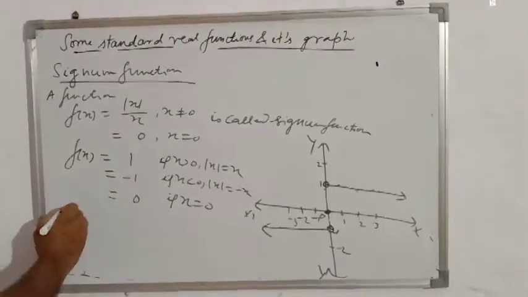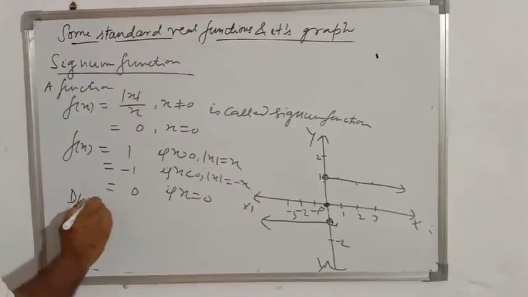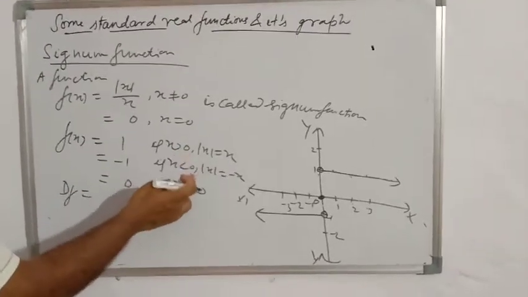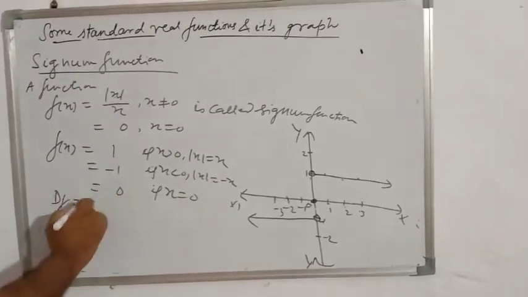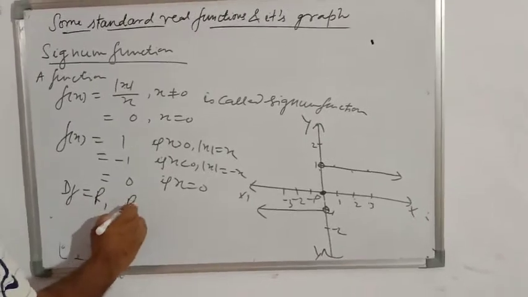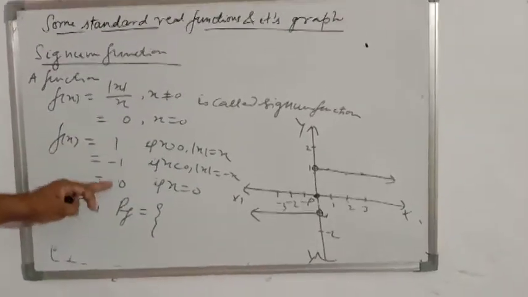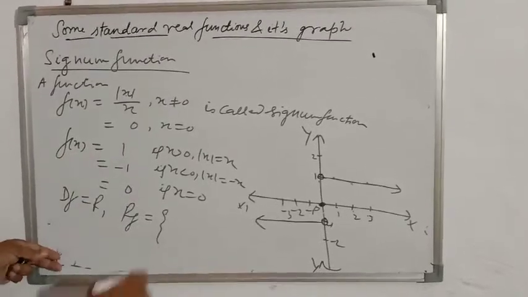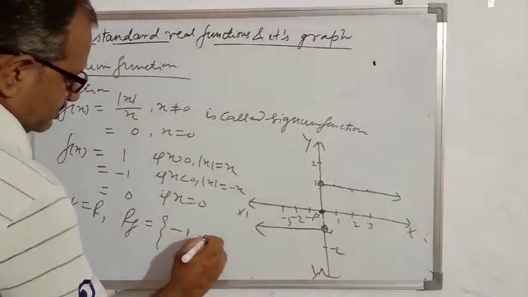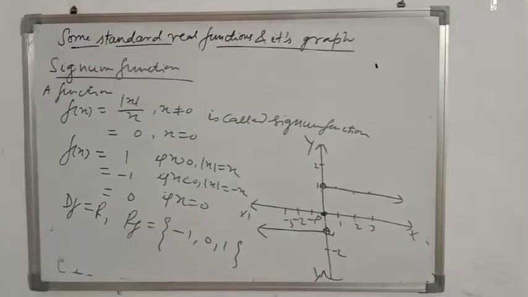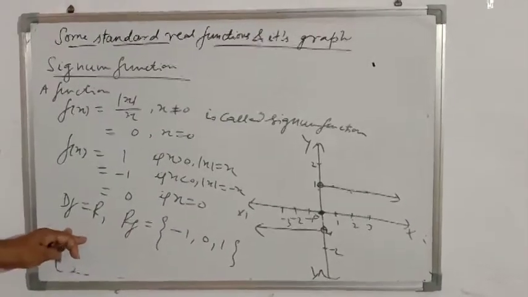So what is the domain of this function? X greater than 0, less than 0, equal to 0. So all the real numbers. But what is the range of this function? In the range only 3 elements are coming: minus 1, 0, 1. Only 3 elements in the range.